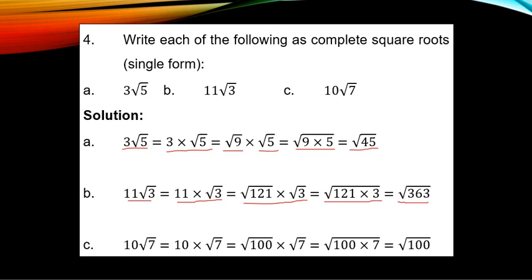C part of it, 10 root 7. That means 10 times root 7. The perfect number whose square root is 10 is 100. So you have root 100 times root 7. You can multiply different surds, that is root 100 times 7. So you have root 100 times 7, and that is root 700. That is a complete square root or in a single form. All our answers should be the same with the one I have. There cannot be variation.